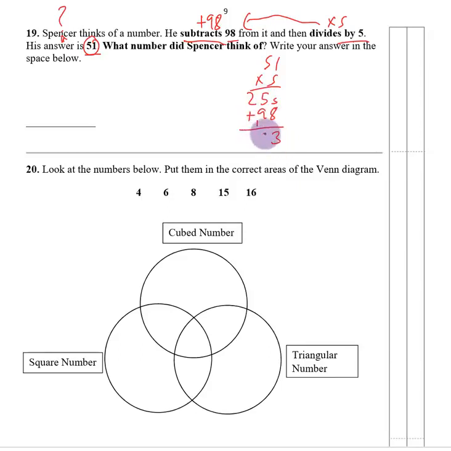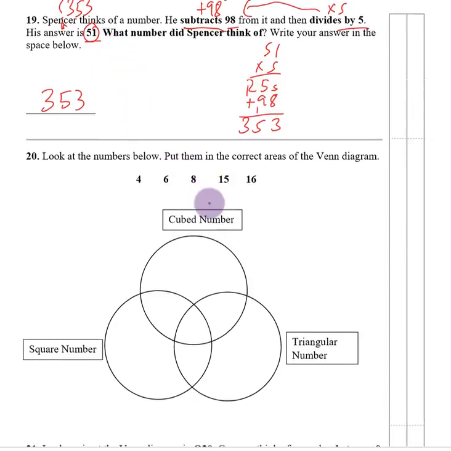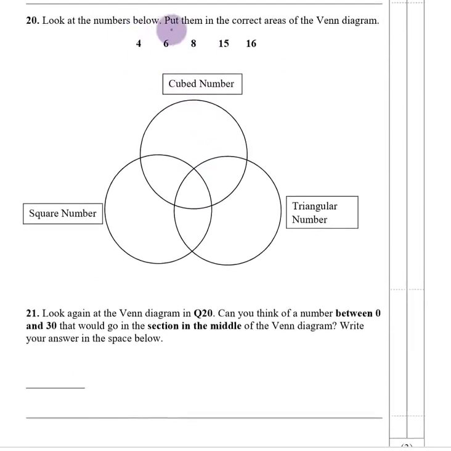9 add 1 is 10, add 5 is 15. And then 2 add 1 is 3. So my answer here would be 353. So just treat it like a story, going back through until you end up back with the number that Spencer started with. Number 20, look at the numbers below, put them in the correct areas of the Venn diagram.